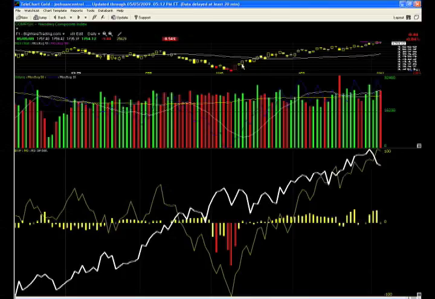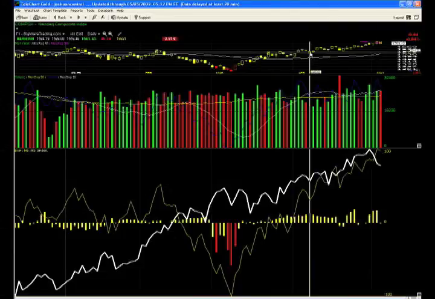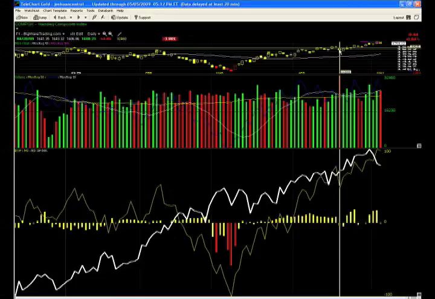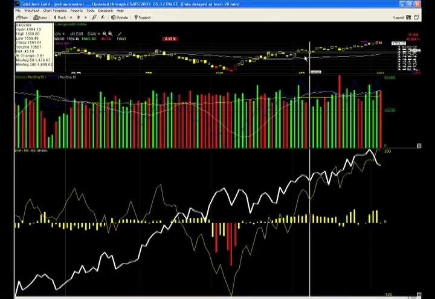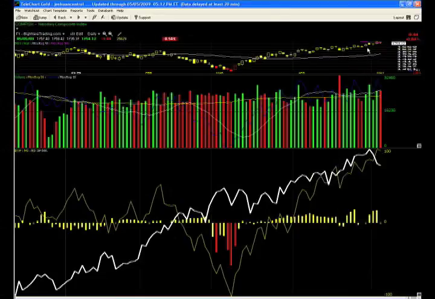As you can see, since the March lows, there have been very few bearish days. There have been one, two bearish days, 420, 47 on the NASDAQ. Besides that, every other day has been constructive. So it's been a very, very impressive rally.